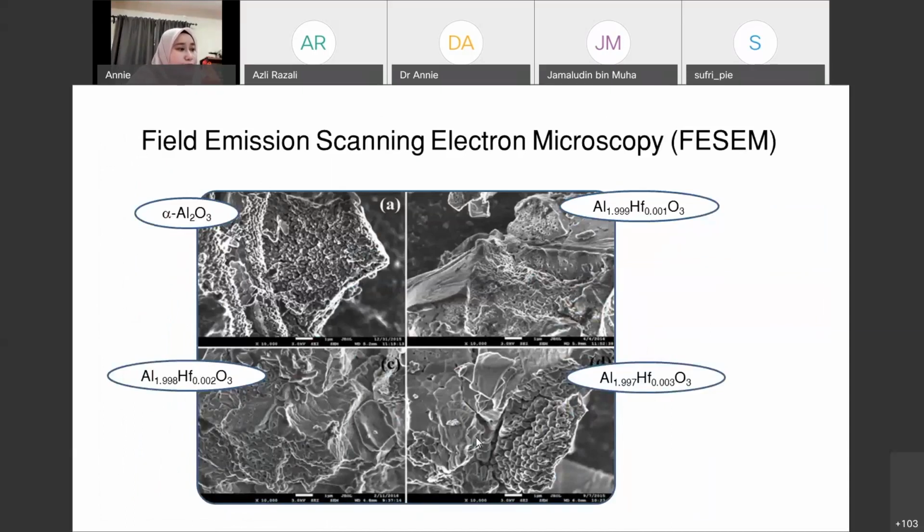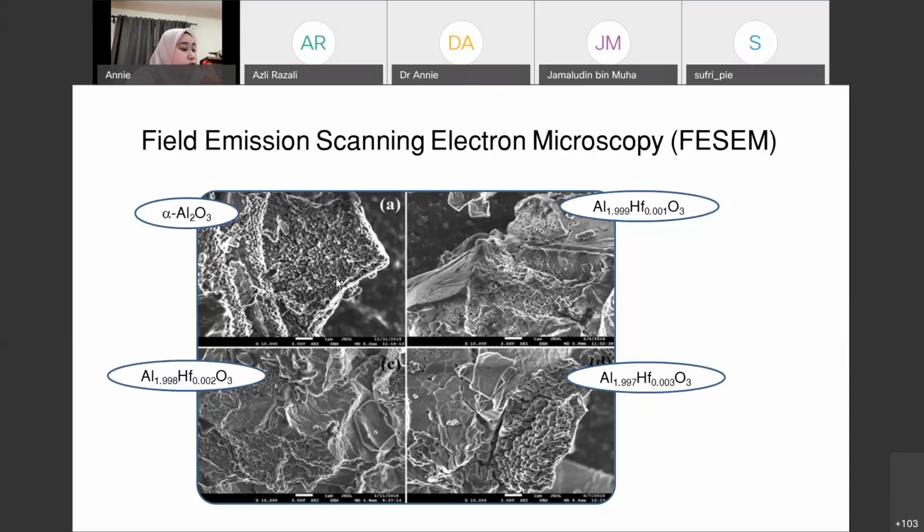And now let us see the morphology of the materials and their crystallite size. These are all the images of the aluminum oxide and aluminum hafnium oxide at 0.001 up until 0.003. The pure alpha aluminum oxide powder, we can see here, consists of large chunks of particles where there are tiny spherical crystallites embedded in it.